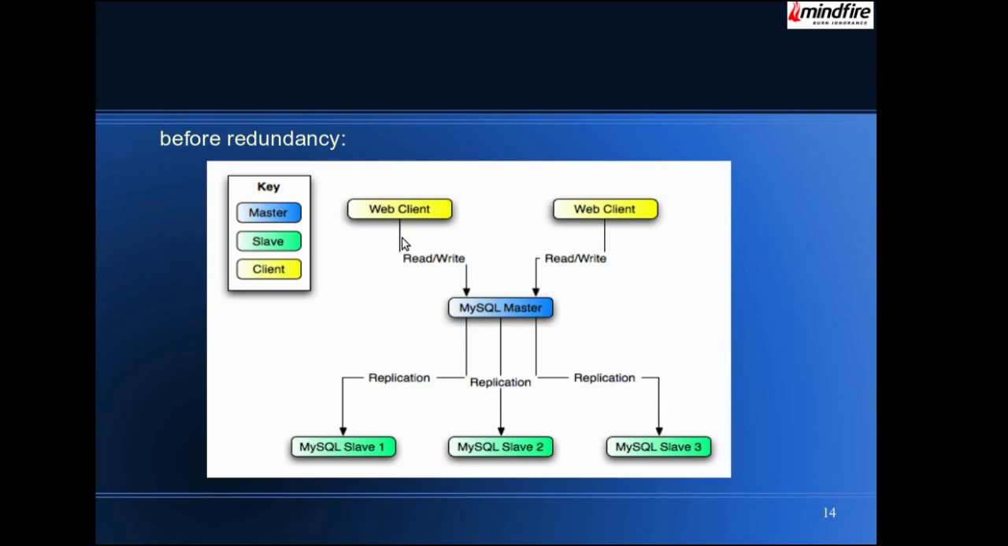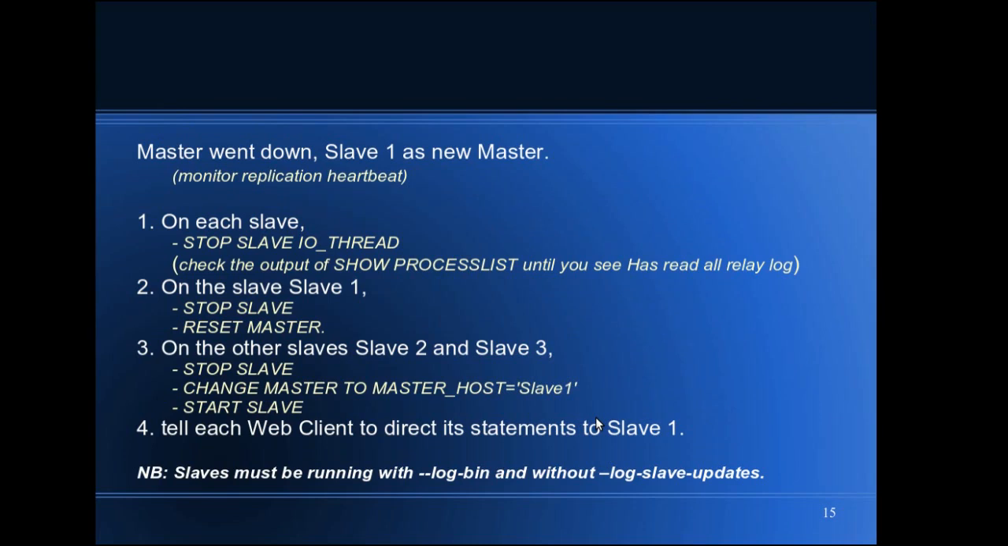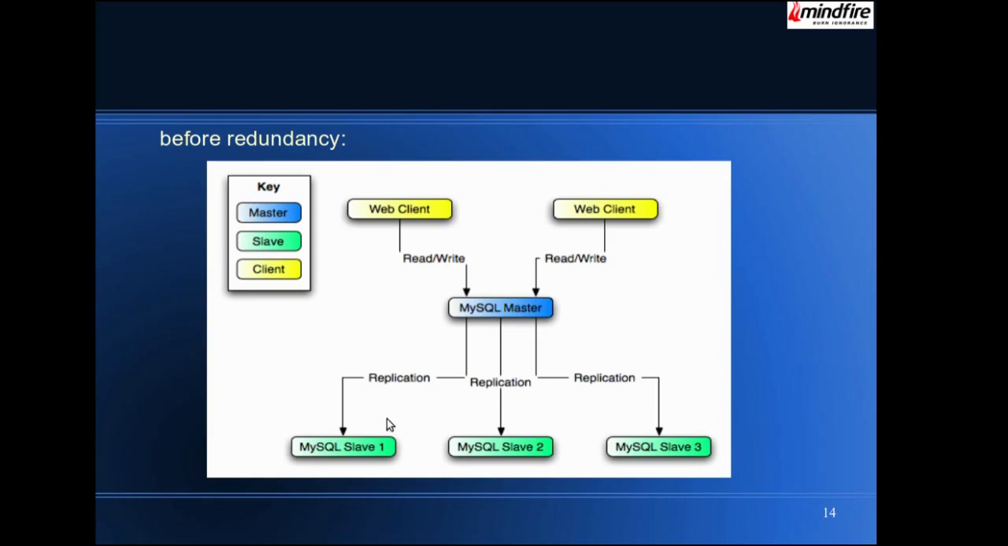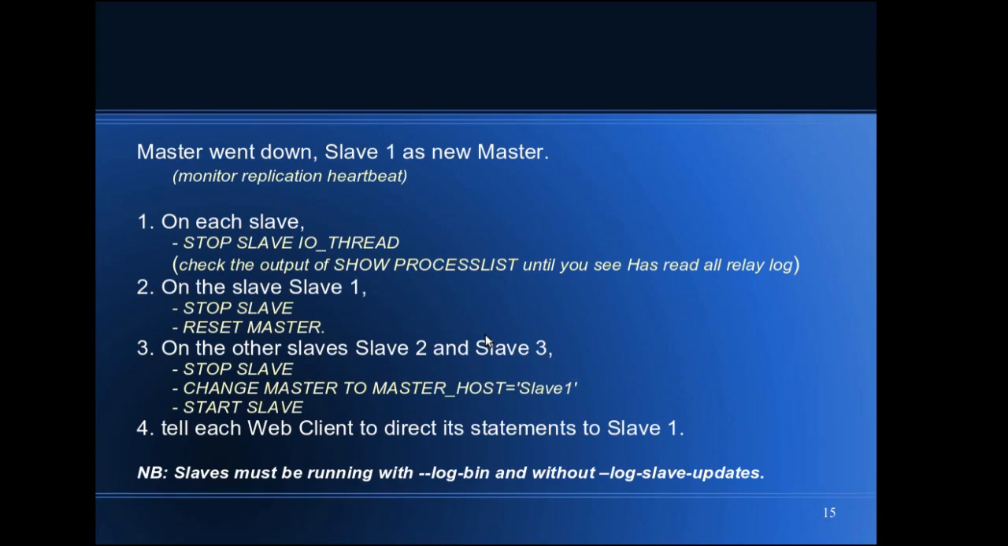So this is how we can see it in a picture. Suppose two web clients are connecting to the master, and the master has three slaves, slave 1, slave 2 and slave 3, working in parallel. Now in case the master went down, we have to point to any of these slaves. Say slave 1, we are promoting slave 1 to act as a new master. How that's done is, we have all these steps here.